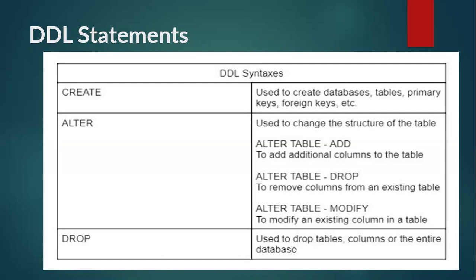Majorly there are three commands: create, alter, and drop. Create is used to create databases, tables, primary keys, foreign keys, etc. Alter is used to change the structure of the table. How? If we have already created a table and we want to add a new column, or drop an existing column, or modify the name of an existing column, we need to use the alter command.